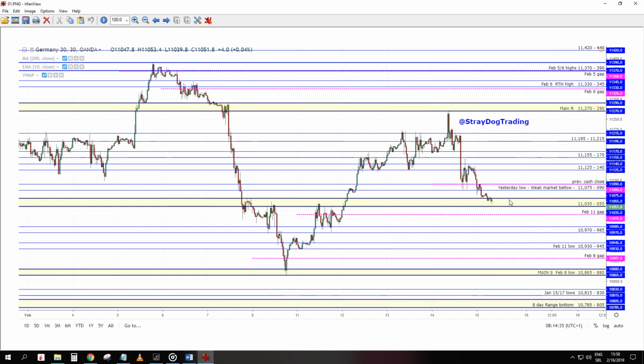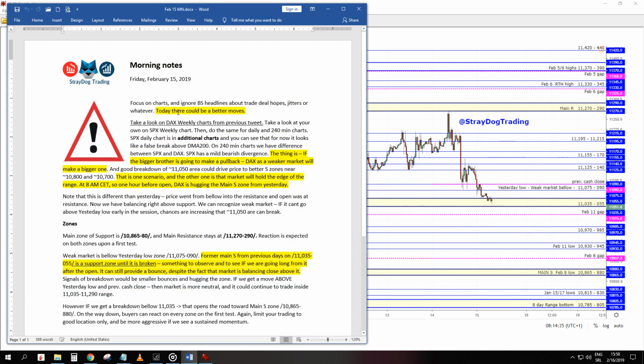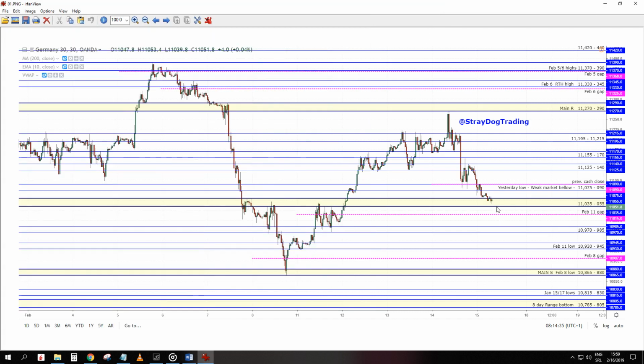And as always, how can you know? I said in the morning notes, today there could be better moves. Better moves are always an option when you have a market that is hanging near large time frame inflection points. Like this. This was on Thursday, a textbook trade. Market that just touched a larger time frame zone and collapsed. And we had a good move after.